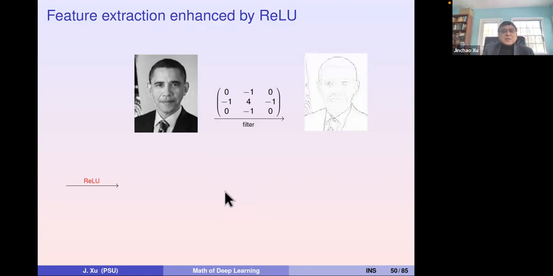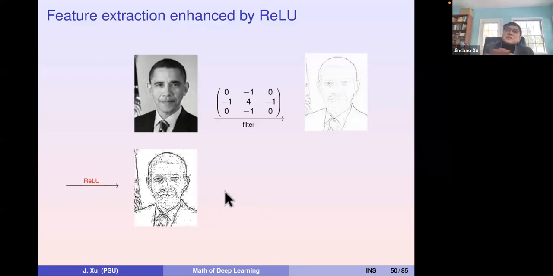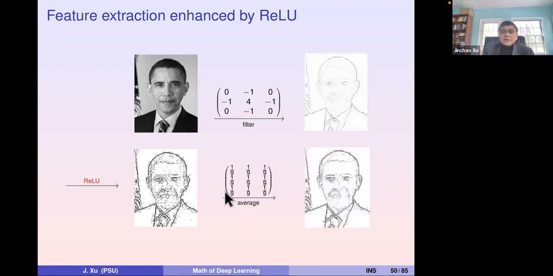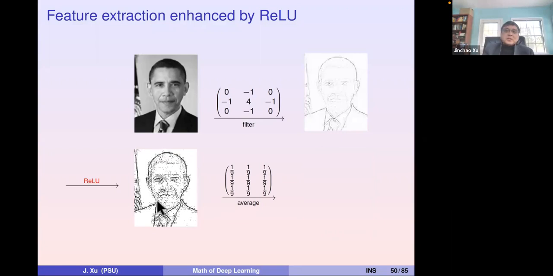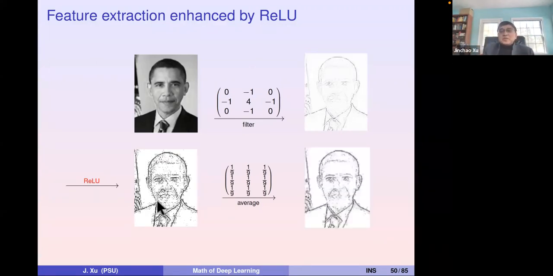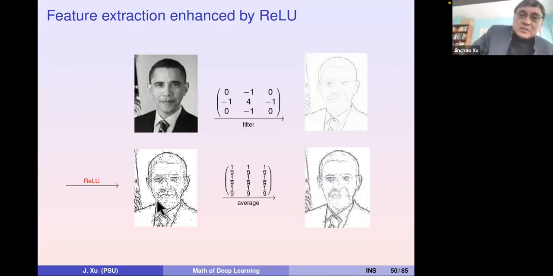But when you do the ReLU and enhance it, what do I mean by that? If it's below a certain threshold, I just drop it. If it's above a certain threshold, I amplify it. So you can make the features more visible and more prominent. And you can even do some averaging. So basically, this is a kernel operation, which lets you extract the features.